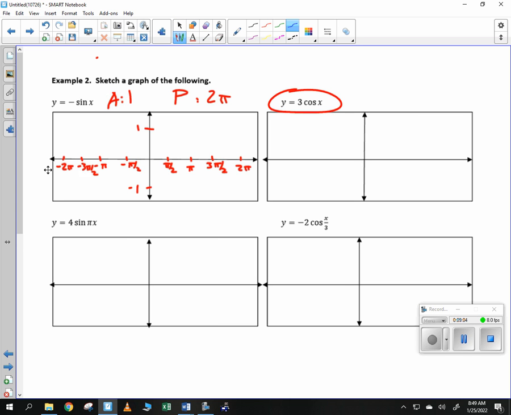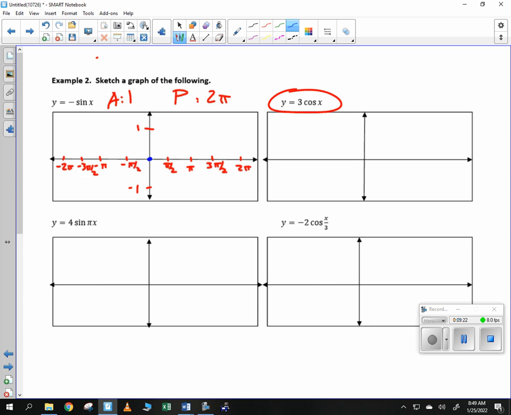Okay, sine. Does sine start in the middle or does it start at the max or min? Which one? Starts at the middle. Now, do you remember the sine graph? Did it start by going up or did it start by going down? Start by going up, but notice this sine graph has a negative in front of it.